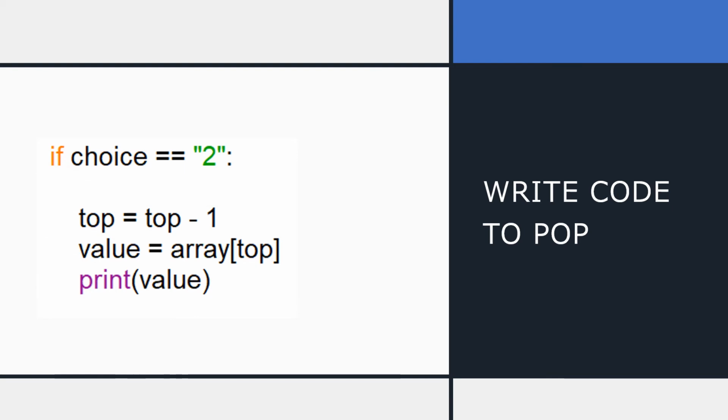So here it is in my program. If they choose 2 from the menu, that means that we're going to pop a value from the stack. And what we do is move the top down by 1. That value is now the top of the array or top of the stack. So we record that value, we store that value and output it. Notice I haven't bothered to delete the value from the array. I'm just leaving it there and the computer will ignore it. And next time we push a value, it will overwrite the data at the top of the stack.